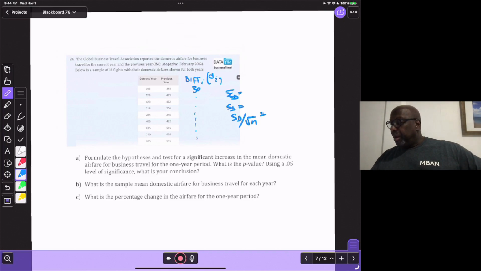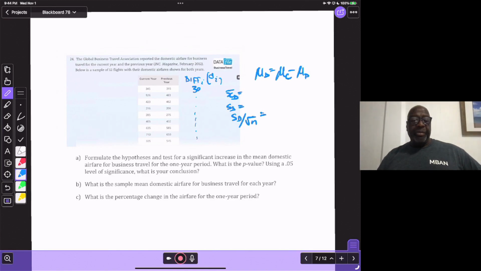We're going to define mu_d, the mean difference, as the difference between the current year and the previous year. All right? That's how we're going to define the difference, so that when we're interpreting the difference, we know the order of those two means: current minus previous. Okay, so now that we have that, I'm going to go ahead and do my calculation to get those values. I suggest that you use Excel.